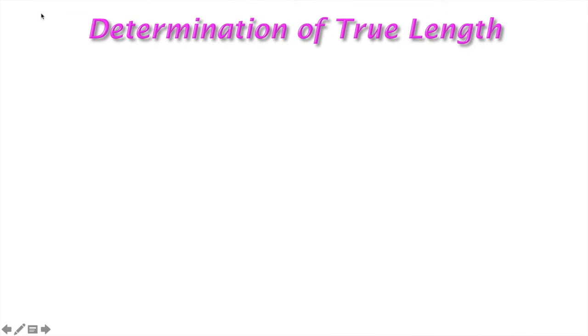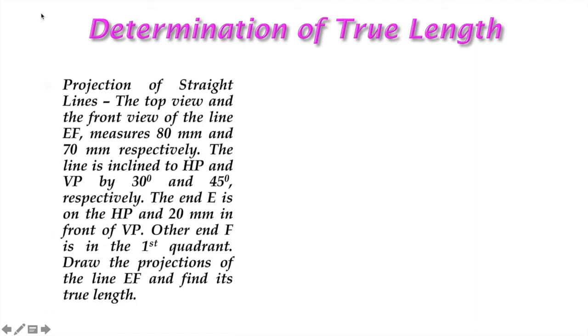Now the line is neither parallel nor perpendicular to any of the reference planes HP or VP. Rather, it is inclined in a random fashion with respect to both the planes. Consider an example. The top view and the front view length are given here. If a line is there, then in different views you can get different projected view lengths, but the actual length, or true length, of the line will not change.